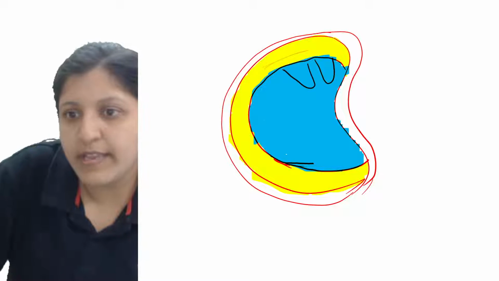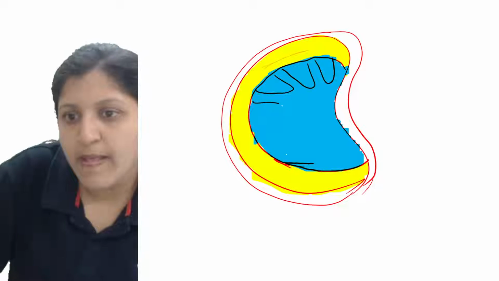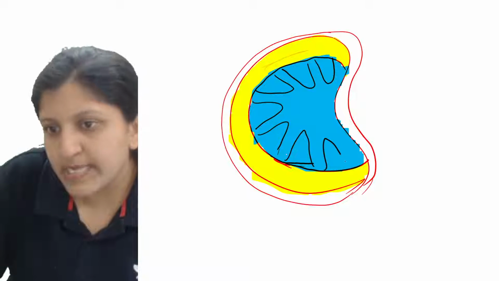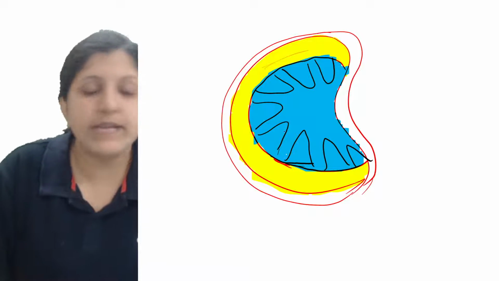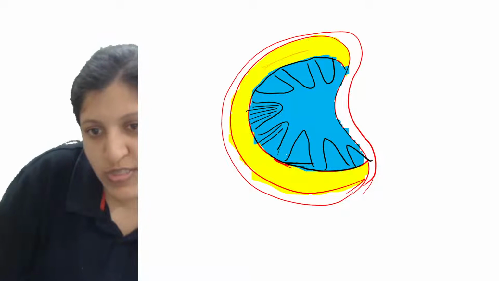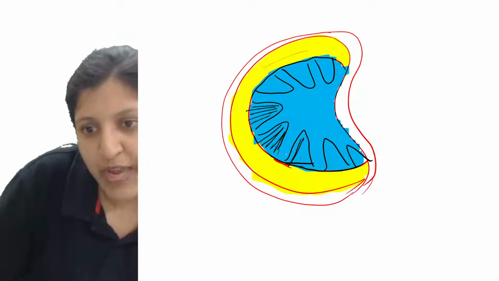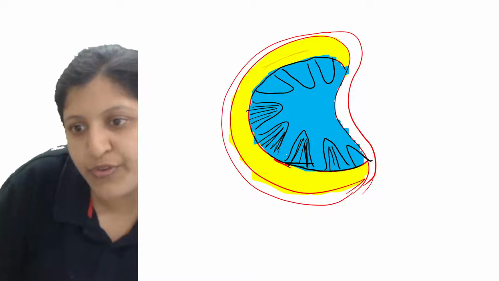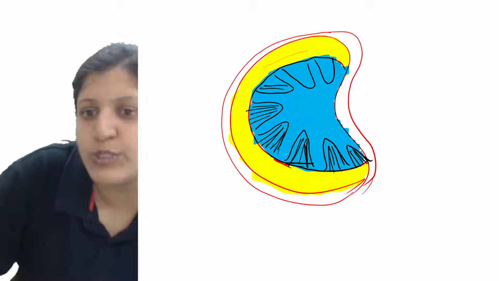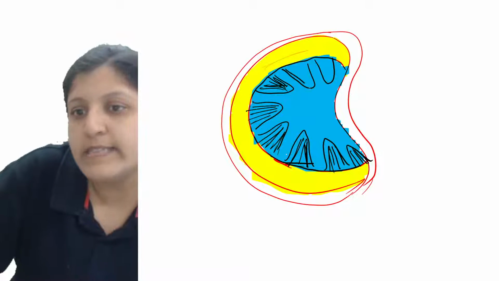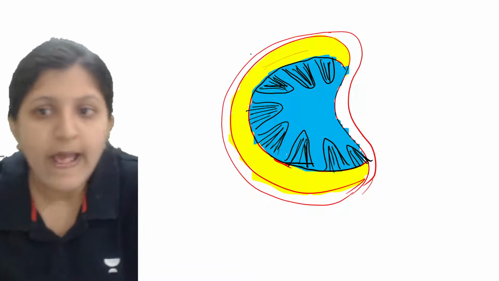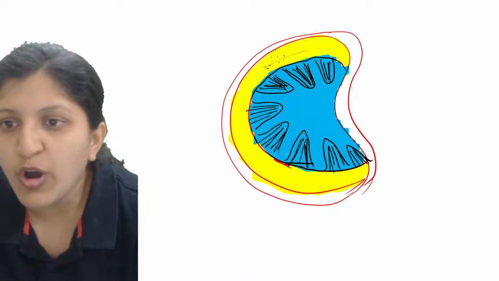So now these are the pyramids over here. These pyramids are nothing but the conical pyramids, and these conical pyramids are basically having striations. These striations are made up of the structure called Henle's loop as well as the collecting duct. So this is going to be a collecting duct over here, and here you can see a dotted appearance.